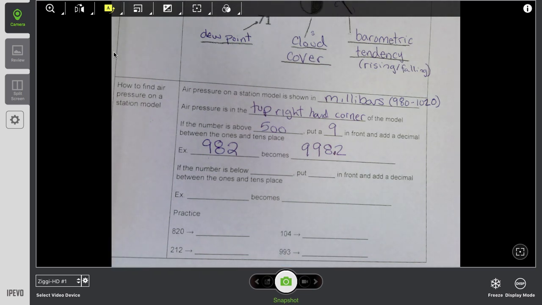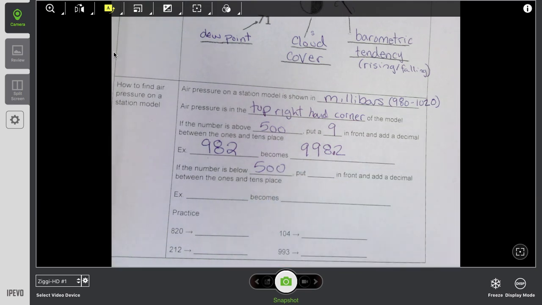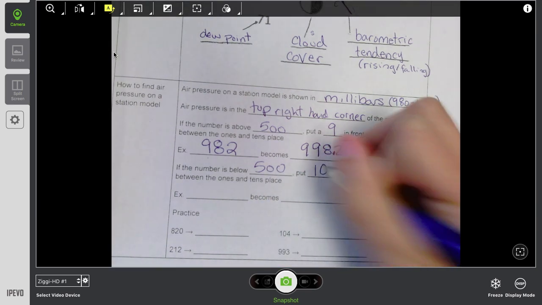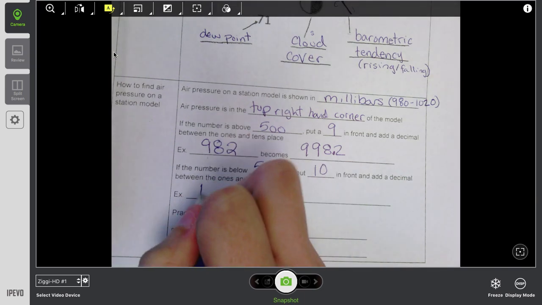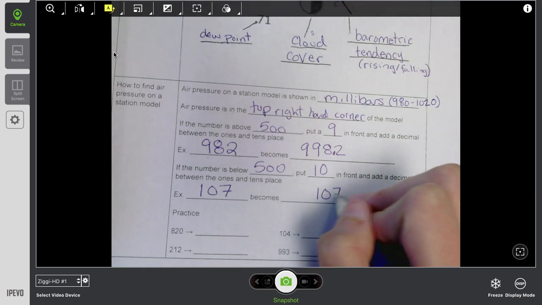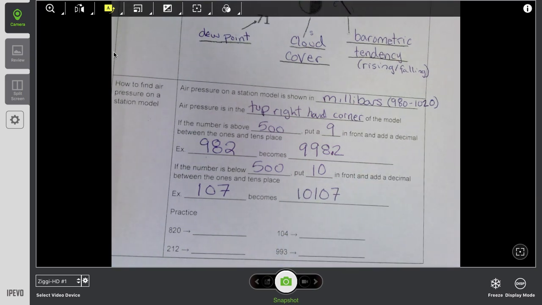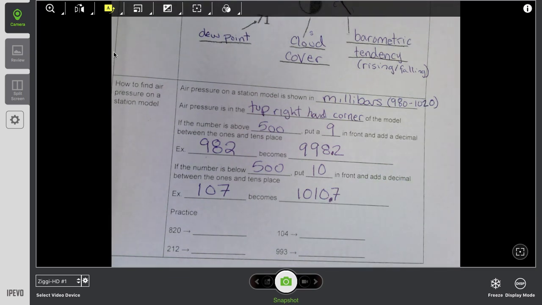Now, what if it's less than 500? If the number is below 500, we're not going to put a 9, we're going to put a 10. And we're going to do the same thing with the decimal. So let's use the one from the example you have in front of you. 107. So I'm going to write 107 right here, put a 10 in front of it, and then my decimal. So my air pressure is not 107 millibars, it's 1010.7.